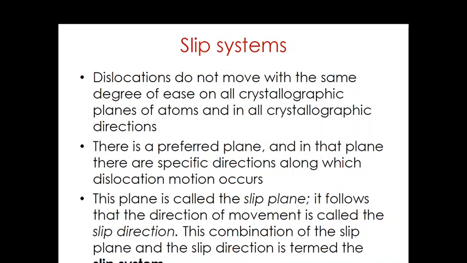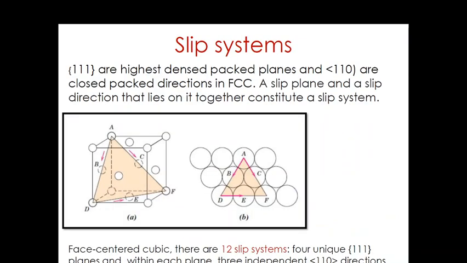So let us discuss the slip systems in more detail by considering the example of the face-centered cubic structure. In the case of the face-centered cubic structure, the family of {111} planes are the highest densely packed planes, whereas the family of <110> are the close packed directions. The combination of the family of {111} planes and the family of <110> directions constitutes the slip system in the face-centered cubic structure.